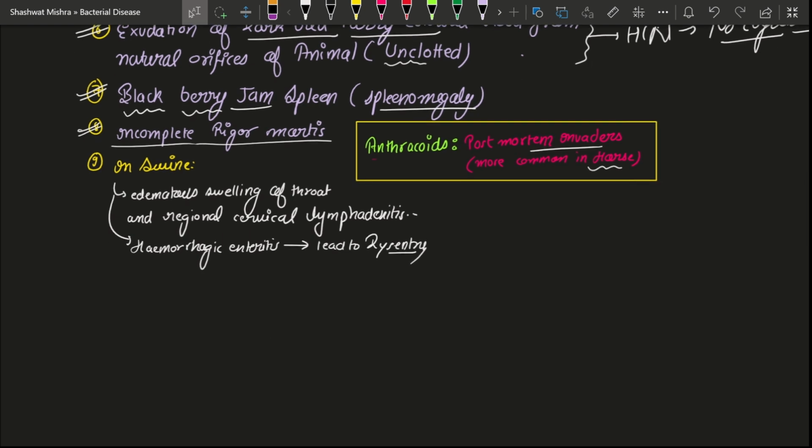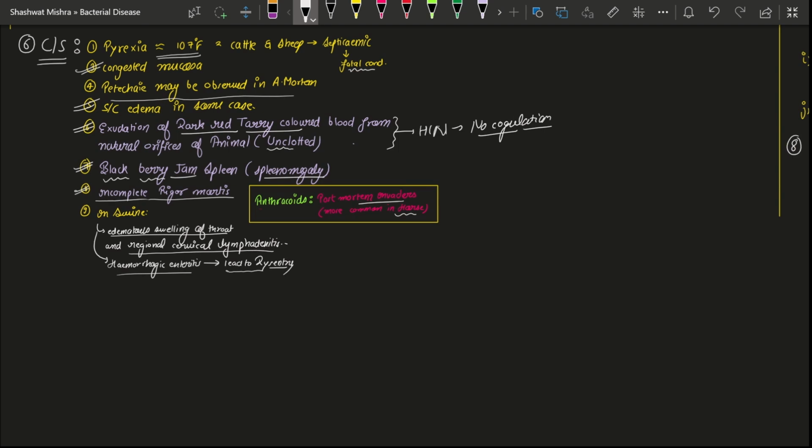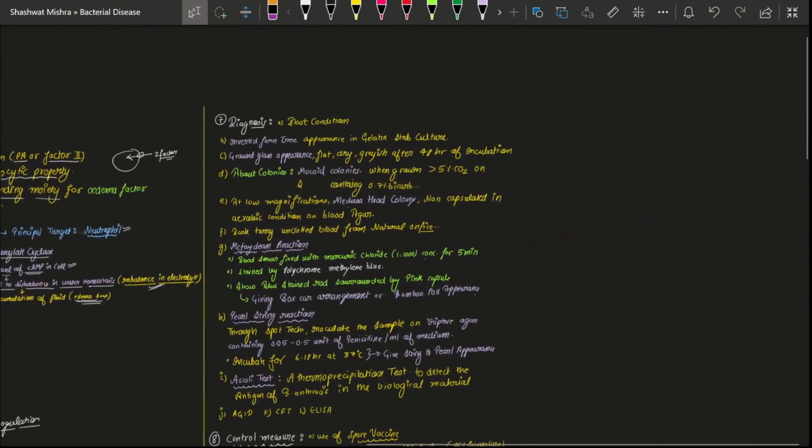In the case of swine, there is an edematous swelling, as earlier, due to the edema factor, and regional cervical lymphadenitis is also seen. There could be hemorrhagic enteritis, which will further lead to dysentery. I hope these scenarios are clear to you. The clinical signs are quite important for anthrax, especially the 6th, 7th, and 8th one. Now moving on towards the diagnosis.